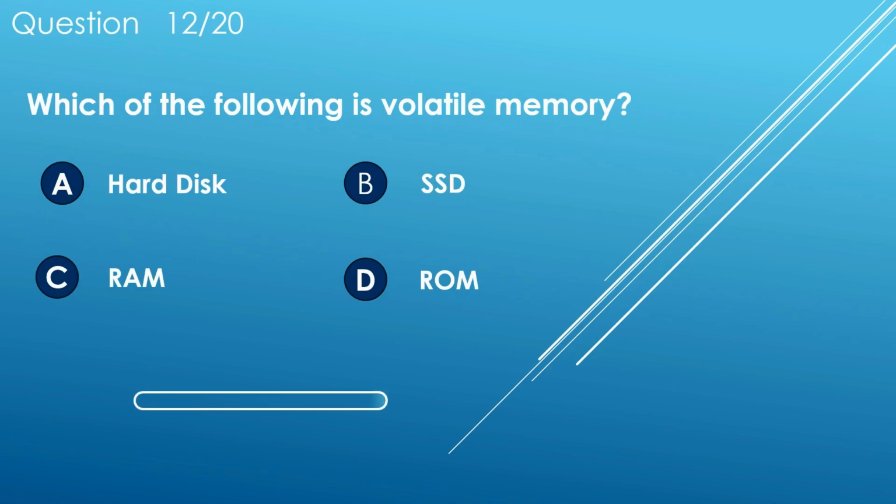Which of the following is volatile memory? A. Hard disk. B. SSD. C. ROM. D. RAM.